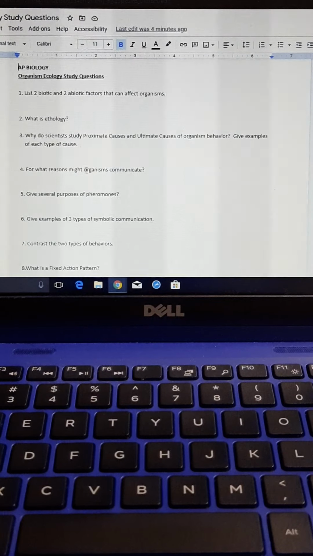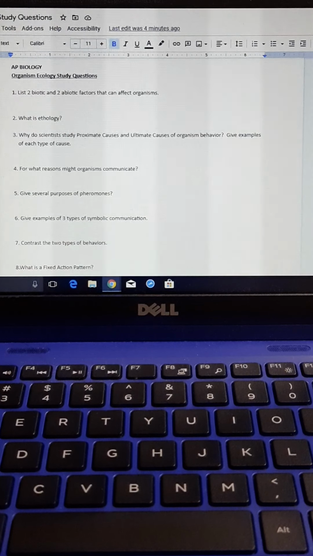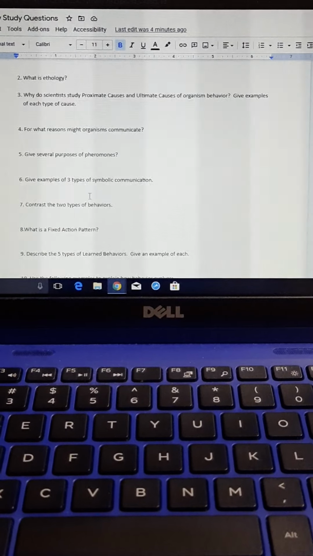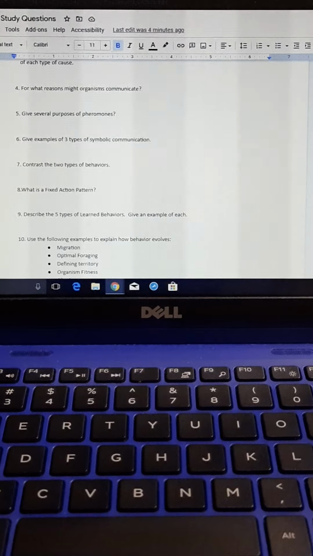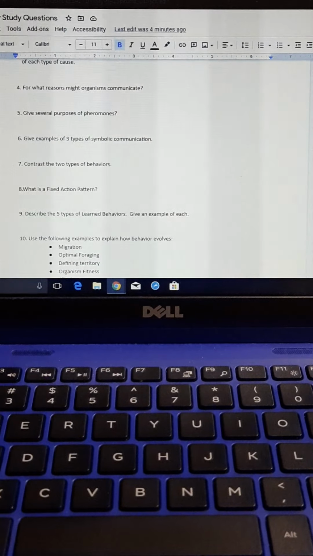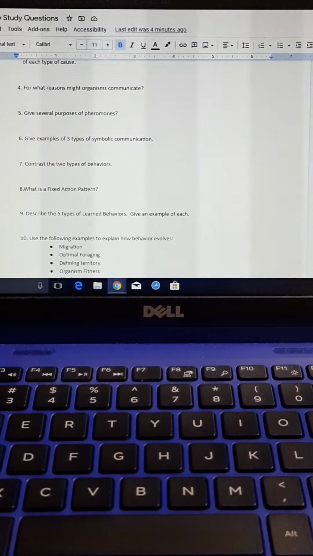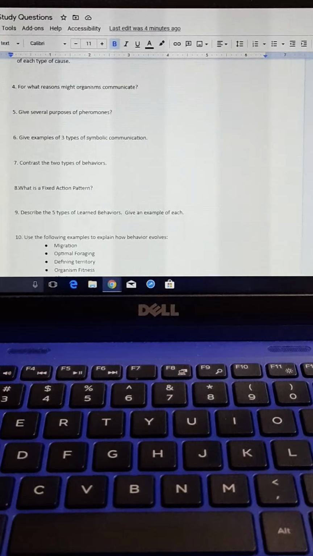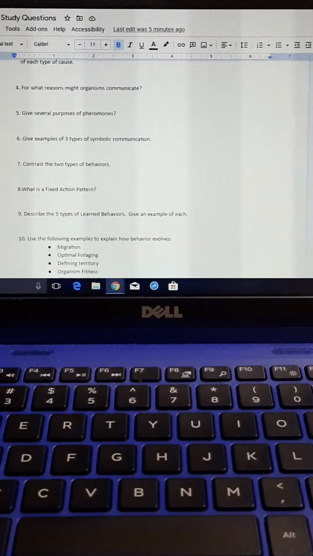For what reasons might organisms communicate? Communication is used for defense, contact with offspring, courtship, and establishing dominance. Give several purposes of pheromones. Again, pheromones are chemical signals that some organisms are capable of using. They could be used for marking territory, recruiting, with fire ants using pheromones to recruit other organisms, and also mating.